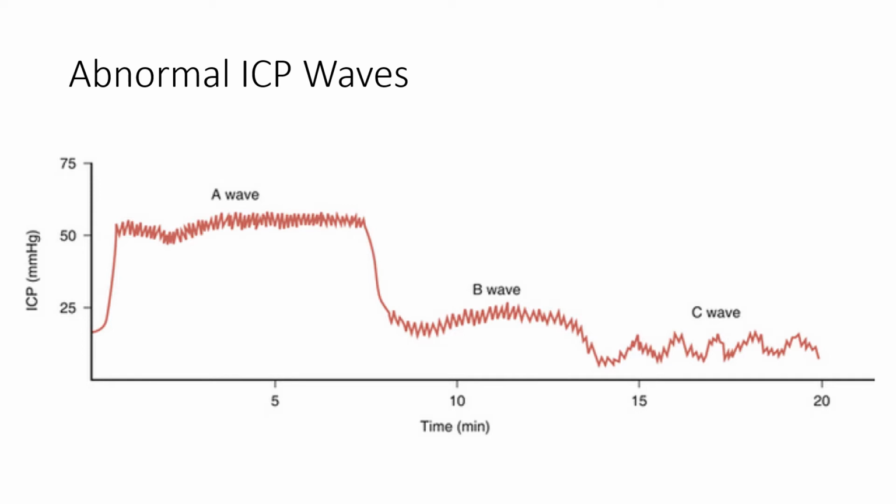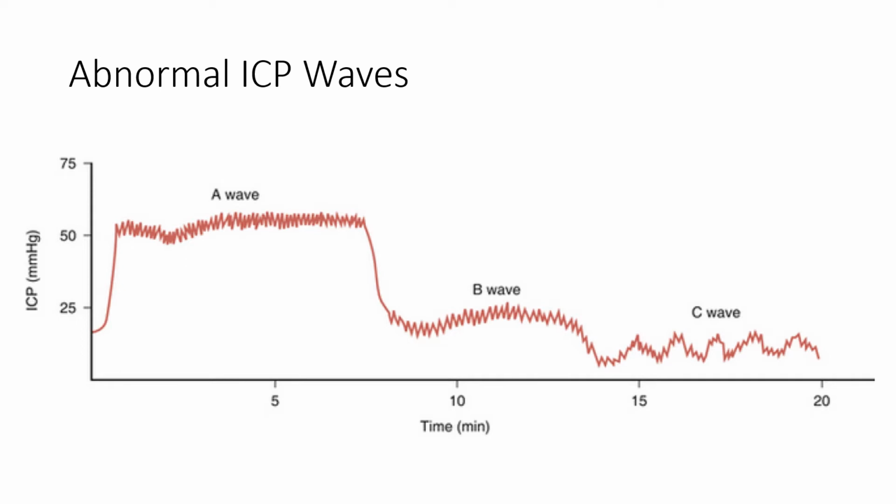The B waves have pressure values up to 20 millimeters of mercury, maybe a little more, lasting a little longer, and C waves do not have any clinical significance. This A wave you can sometimes see when there is a tube block or a jugular venous compression, and as soon as compression is relieved, the A wave will drop down.